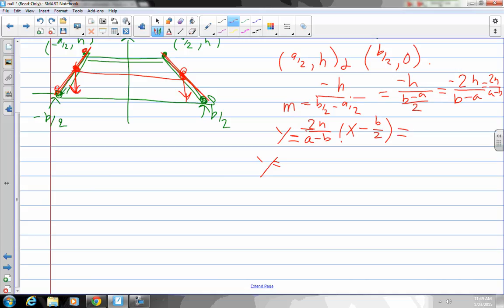So this is 2h over a minus b times x minus... what's going to happen? The 2's will cancel, right, when you multiply this by that. The 2's will cancel, and what do we have? We'll have bh over a minus b, right? I believe I've deviated from my notes dramatically.